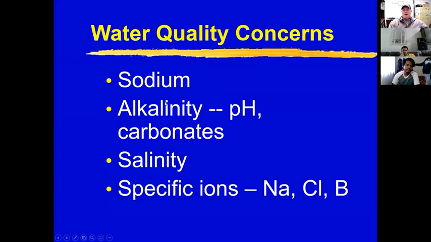Okay. All right. Water quality. We've got to be careful with sodium, right? And we're just talking about irrigation water. So sodium in irrigation water is bad. Alkalinity and carbonates are bad. And the really bad players in irrigation water are sodium, chloride, boron, and bicarbonate to some extent.